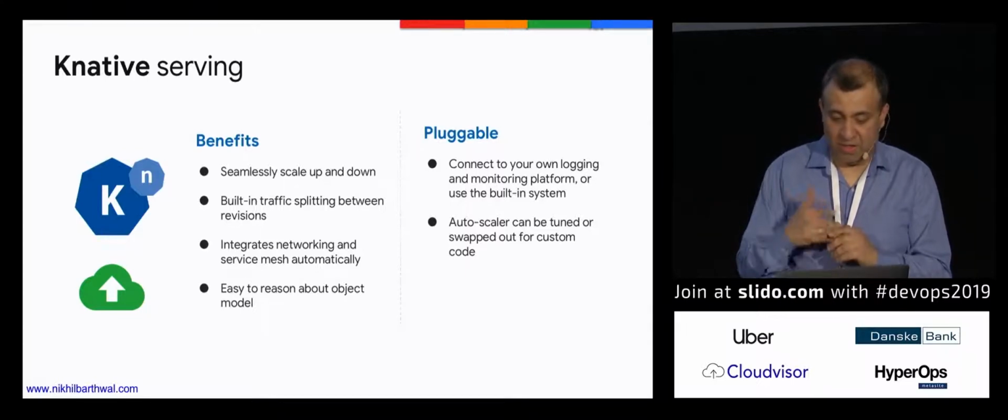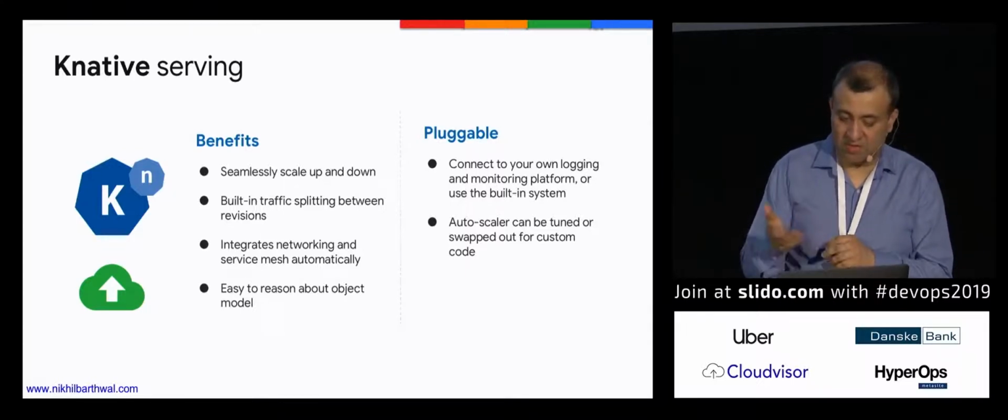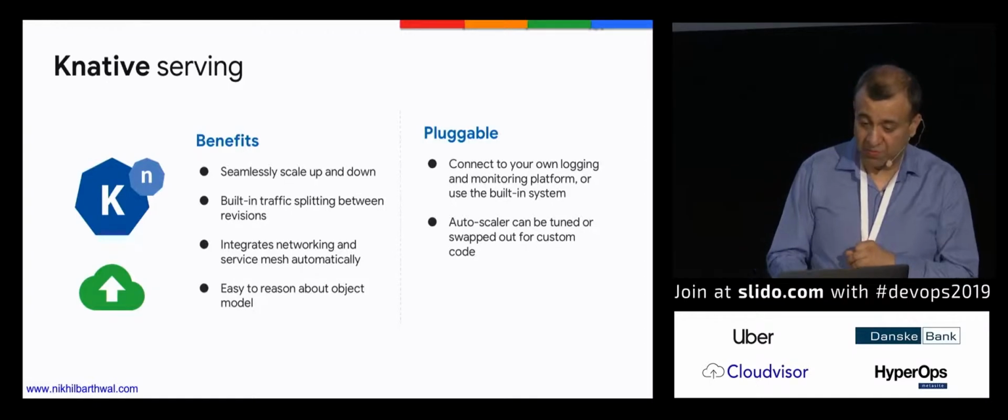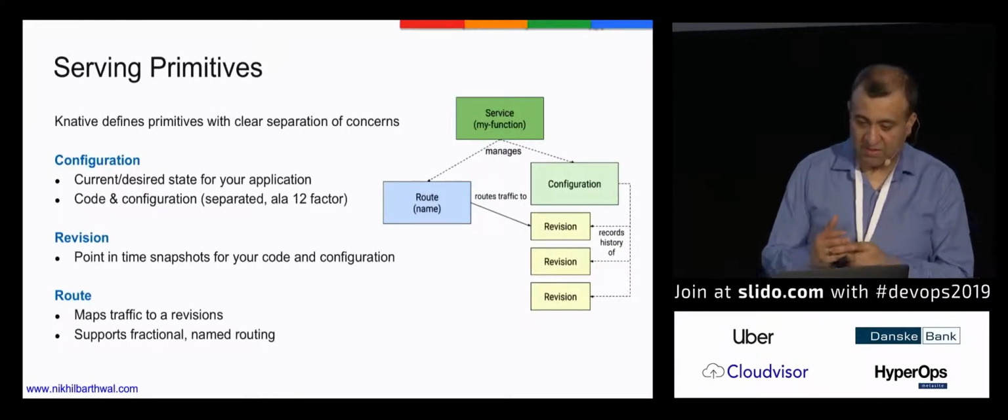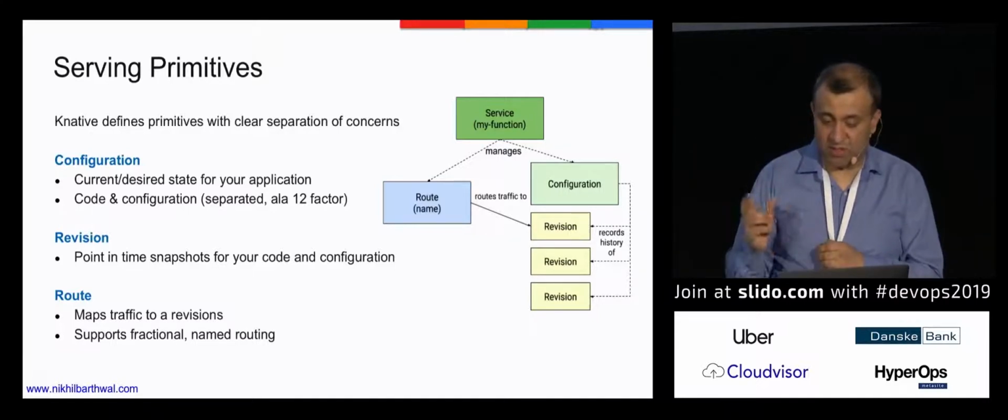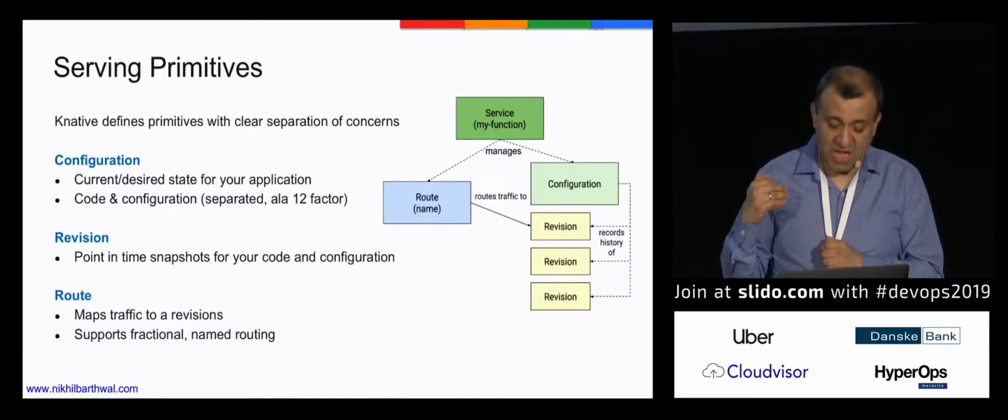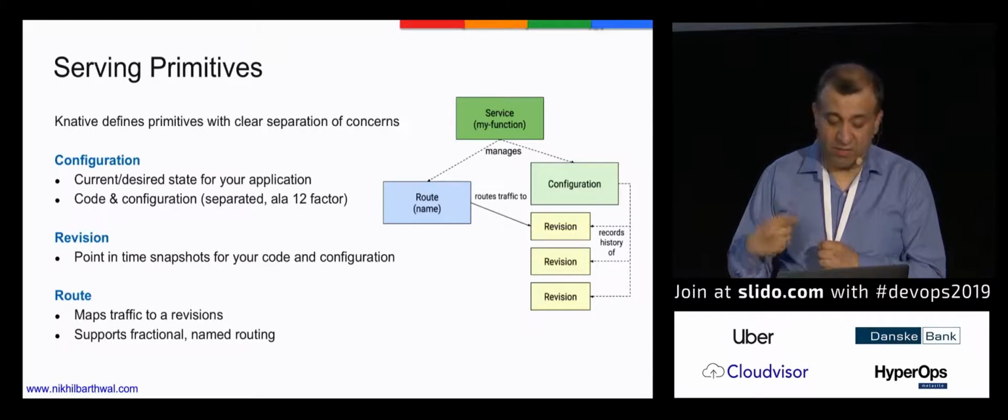It has a lot of benefits, like the autoscaler can be tuned and swapped for custom code. Going into serving, right? A service is a function, you have a route, and then you create a configuration, and every change that you make would create a new revision.